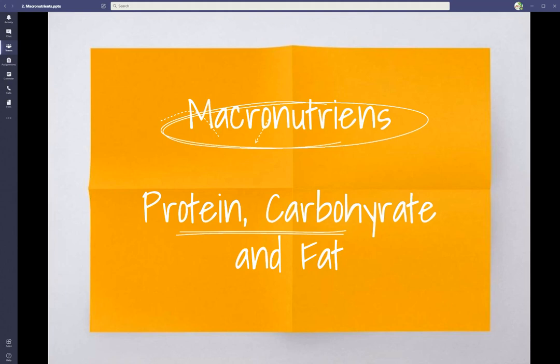So our three main macronutrients, which are the large amounts of nutrients that we need in our diet, are protein, carbohydrates, and fat. And we're going to look at the function and the source of each of these. Now, the function is basically what job does this nutrient have in our bodies, and the source is where we are able to get that nutrient from in our diets. What food source can we get that nutrient from?